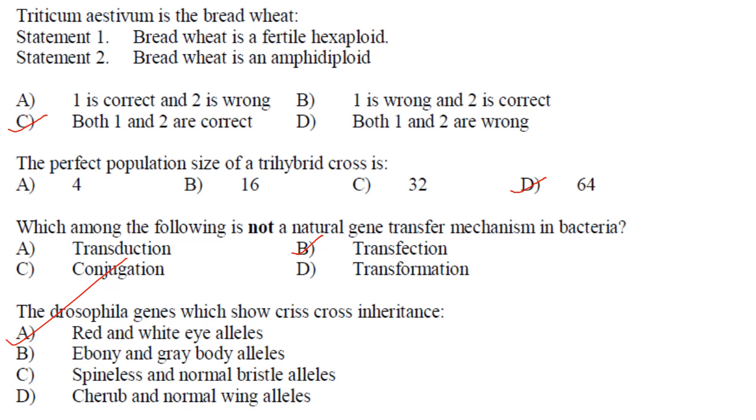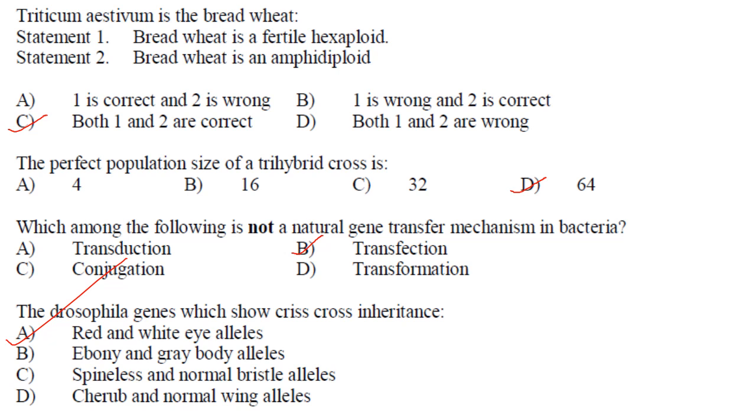Then next one. The perfect population size of a trihybrid cross. So it is trihybrid. So how many gametes will be produced? 2 raised to n. There are 3 heterozygotes. So 2 raised to n means 2 raised to 3. So it will be 8 gametes. So when you draw the Punnett square, you will get 8 into 8, that is 64. So what will be the population size of a trihybrid cross? It will be 64.